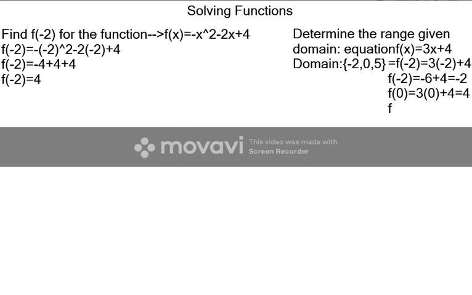So f of 5 is equal to 3 times 5 plus 4. 3 times 5 is 15, 15 plus 4 is 19. Equals 19. So you know that f of 5 is 19, f of 0 is 4, and f of negative 2 is negative 2. So that's basically it, guys.